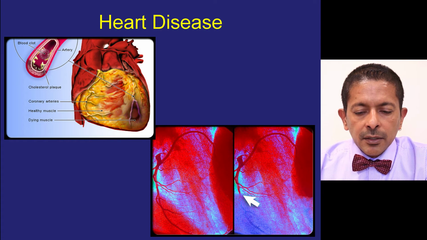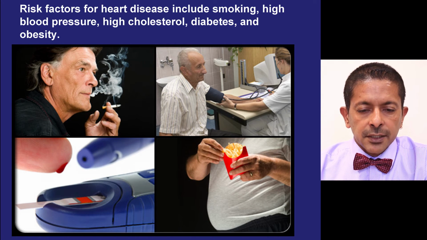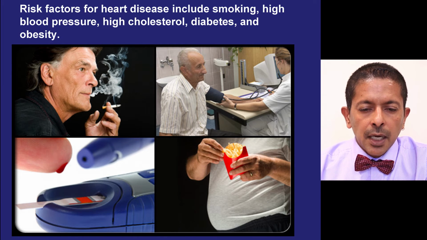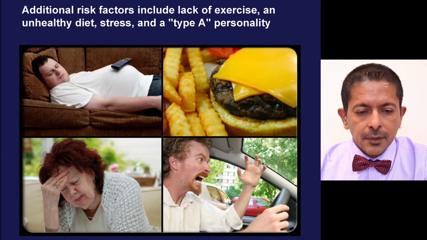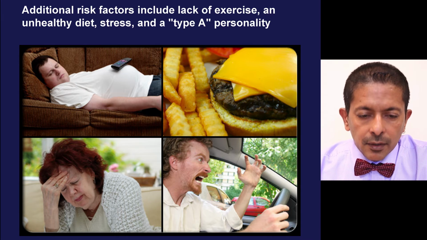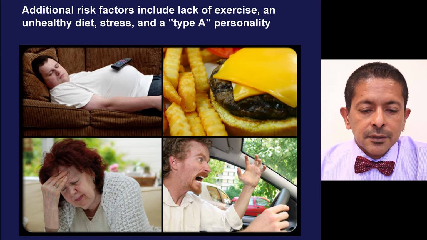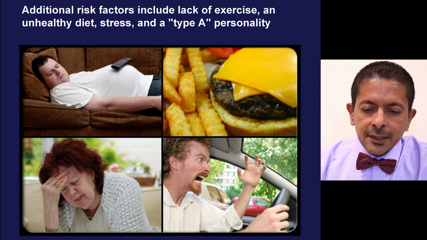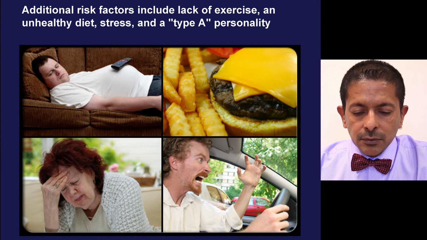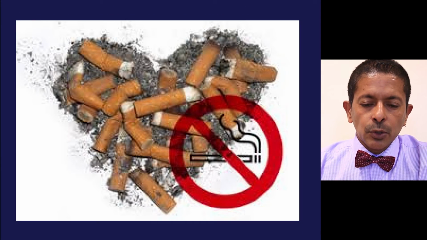Let us try and look at this in relation to heart disease. Now, there are several risk factors for heart disease, and these include smoking, high blood pressure, high cholesterol levels, diabetes mellitus, and obesity. There are also additional risk factors for heart disease, and these include the lack of exercise, an unhealthy diet, stress, and a type A personality. I don't know if you know what a type A personality is. It's someone who is emotional, who is impatient, and aggressive. We won't go into all those details.